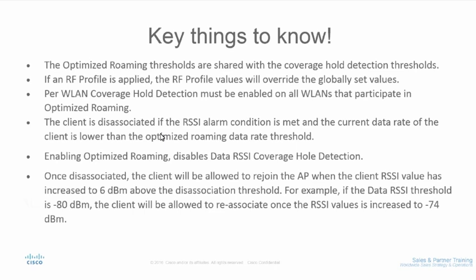And once clients are disassociated from the AP using optimized roaming, they need a 6 dB gain for them to reassociate. So as an example, if we have a negative 80 as our threshold for optimized roaming, the client would have to be up to negative 74 to reassociate. So very important things to keep in mind as you're going through this.